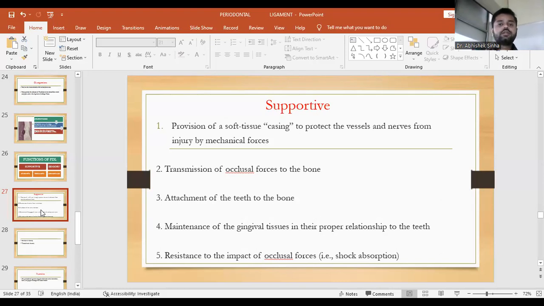Okay, so supportive. PDL provides a soft tissue casing to protect the vessels and the nerves from injury by mechanical forces. Next, transmission of occlusal forces to the bone, attachment of the teeth to the bone, maintenance of gingival tissues in their proper relationship to the teeth, and resistance to the impact of occlusal forces, that is shock absorption. These are the 5 supportive functions of PDL.